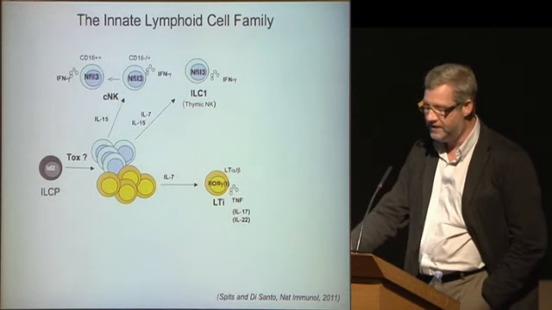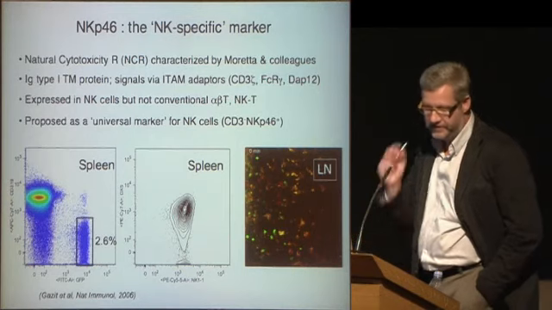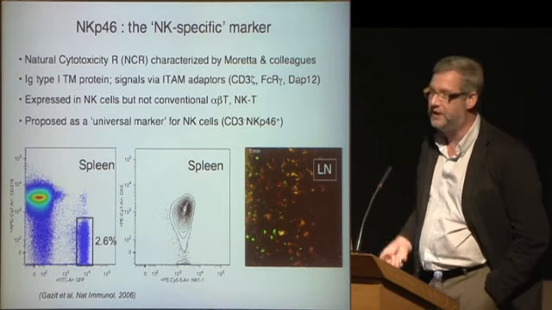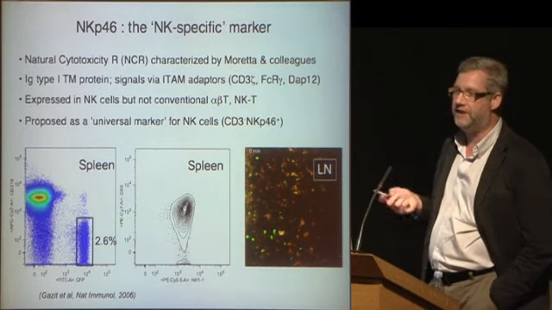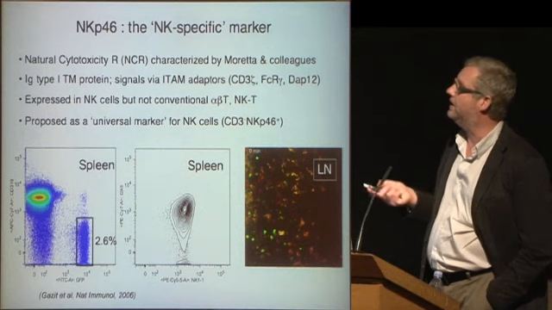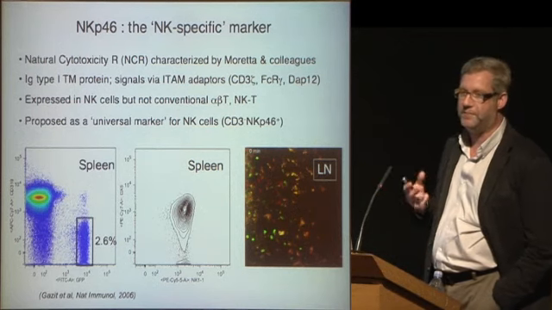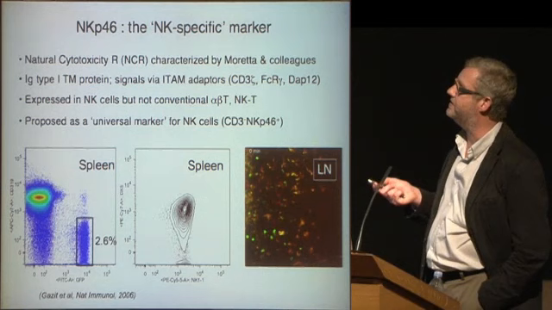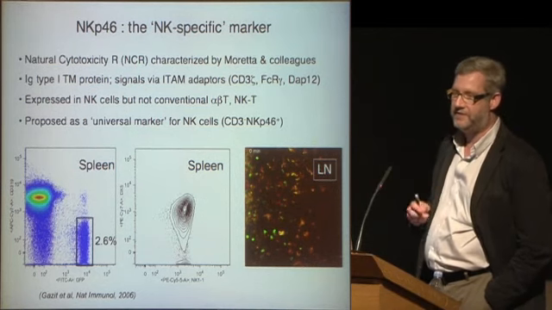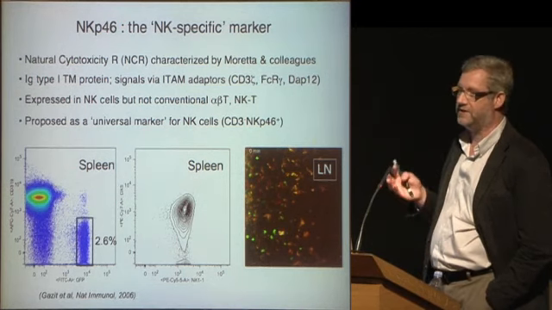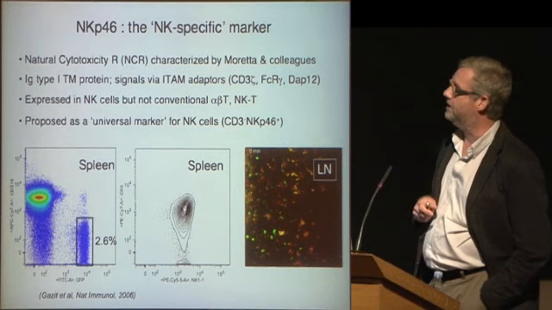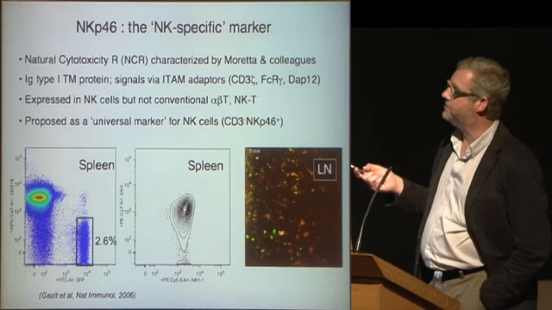Now, we kind of fell into this question about ROR gamma positive innate lymphoid cells when we were looking to survey NK cells in other tissues. And in order to do this survey, we made use of what we thought was the best NK cell marker at the time, and this is a natural cytotoxicity receptor called NKp46. This is a family of cytotoxicity receptors expressed in human cells and identified by the Morettas initially in the human system. One of them is conserved in the mouse.